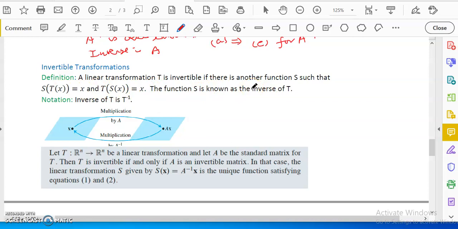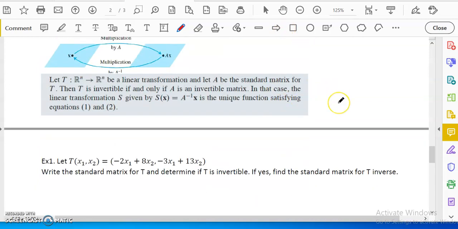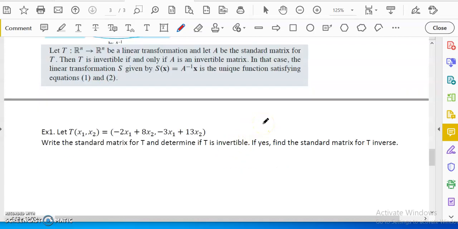So kind of like the inverse function that we talked about in a general function definition. So how do I define this S transformation? It turns out that this S is also a linear transformation, and S of x is just A inverse. Okay, and it is the unique function.